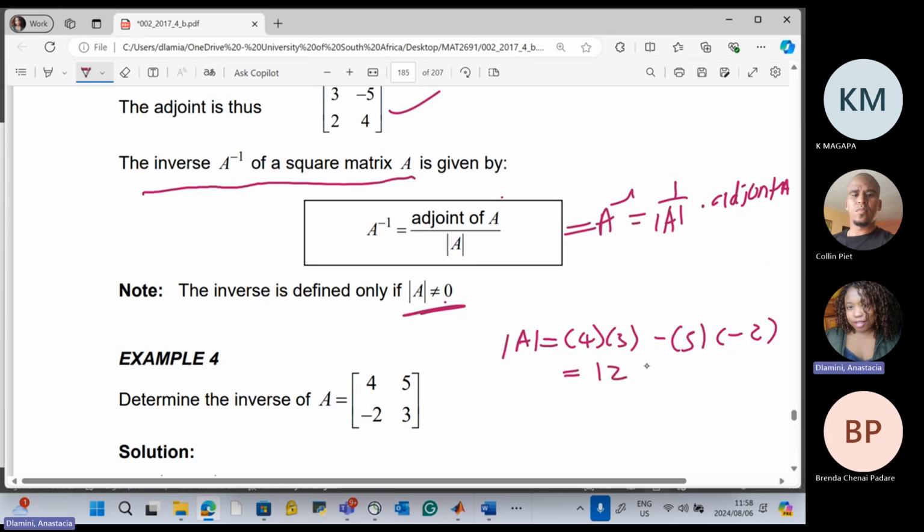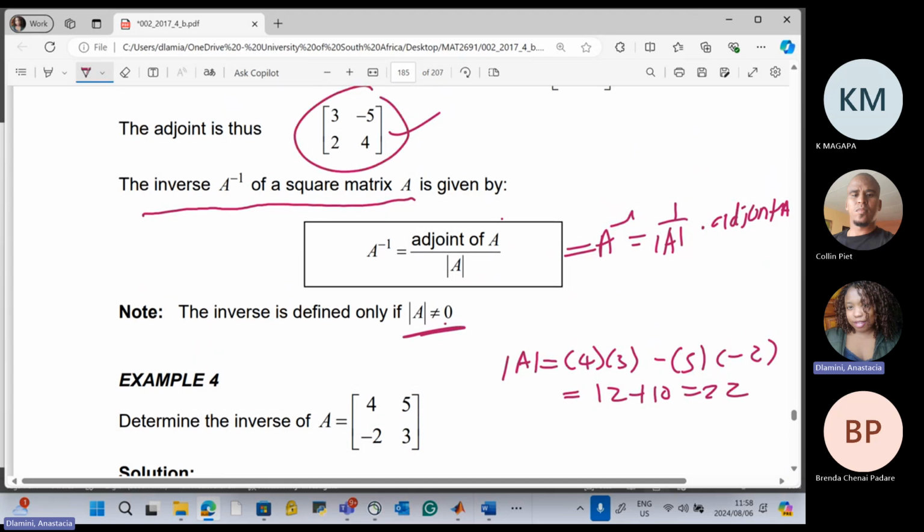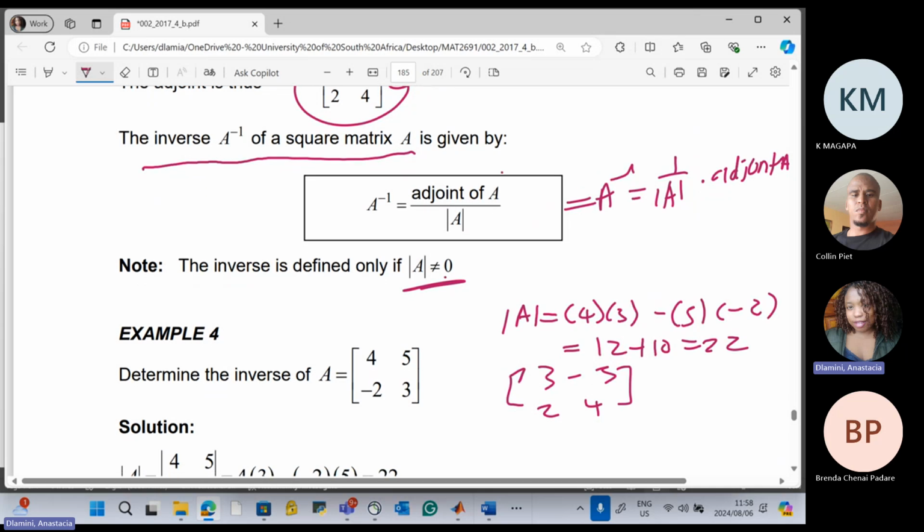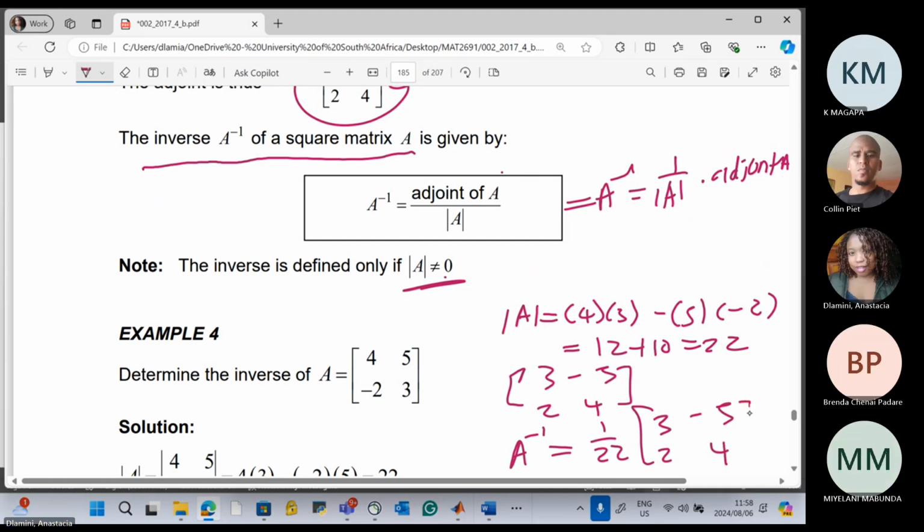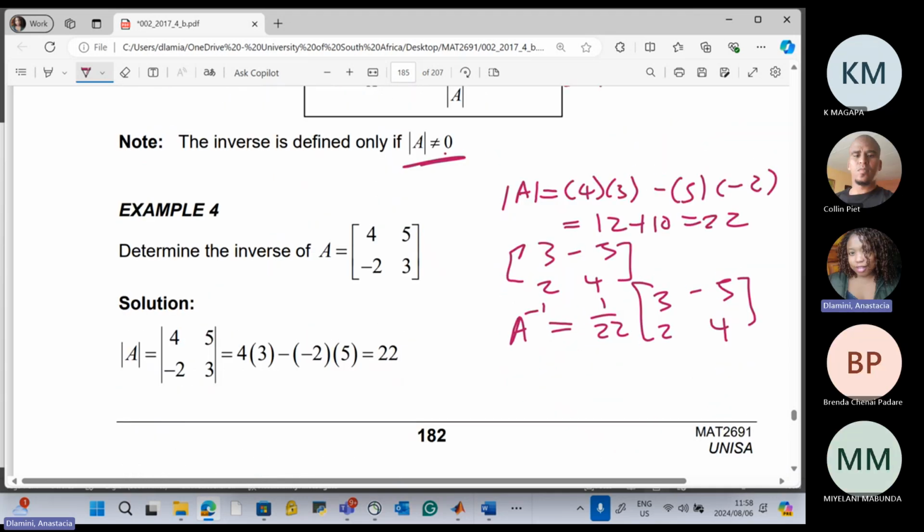12 plus 10 is equal to 22. Now we know the adjoint. We did find the adjoint, which is this one over here. So the adjoint is 3, minus 5, 2, and 4, meaning that the inverse, A inverse, is equal to 1 over 22 times 3, minus 4, 4, like this. And you can always simplify that. This is equal to 3 over 22, minus 5 over 22, 1 over 11, and 2 over 11.